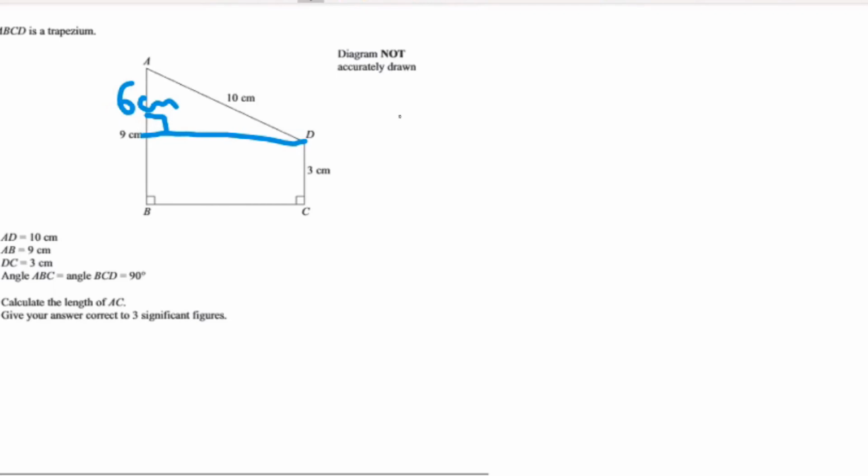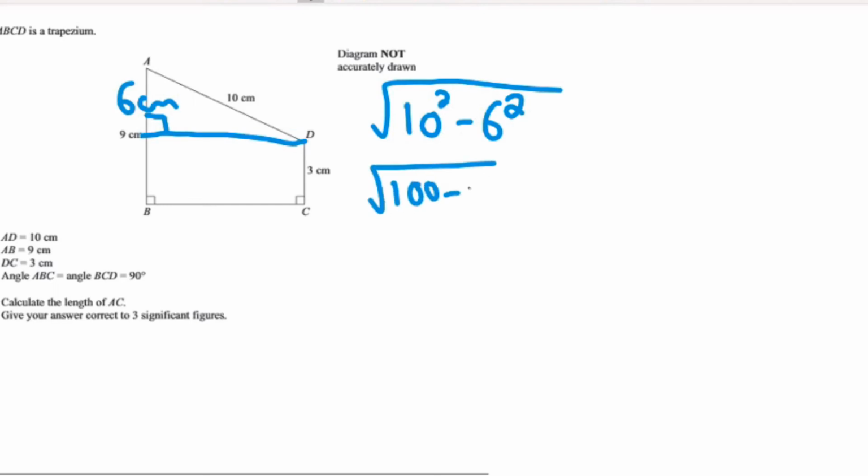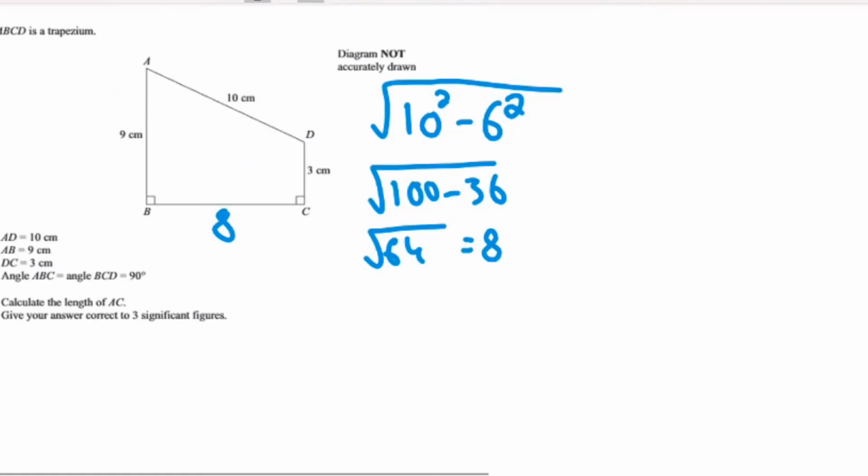So, as we work this out, we'll say that it's the square root of 10 squared minus 6 squared, which will be the root of 100 minus 36, which is root 64, which is 8. Okay, well now that we have this side, I'm just going to rub out these bits here just so we have the space.